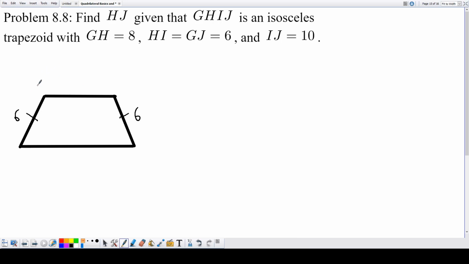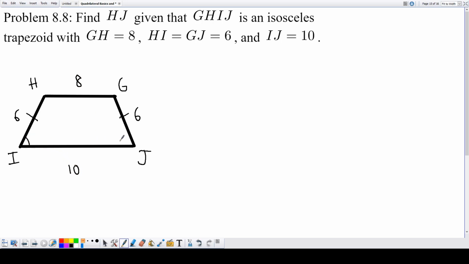So I can say that this is H here, we have an I here, and going further we have HI, then this is a J, and this is a G. And GH is 8, IJ is 10.